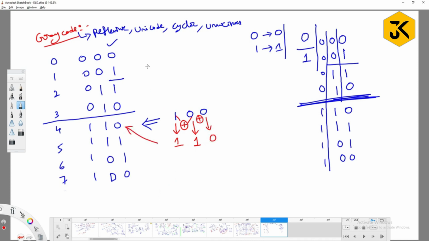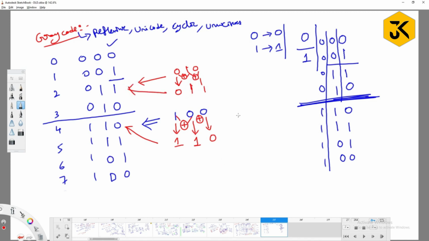Right? Try to take out the value of 2. The value of 2 is 0 1 0. Try to perform the XOR operation. How are we going to do this? 0 should be 0 as it is, and 0 XOR with 1 is 1. 1 XOR with 0 is 1. 0 1 1. Did you get 0 1 1 or not? This is the way you can convert binary to gray code.